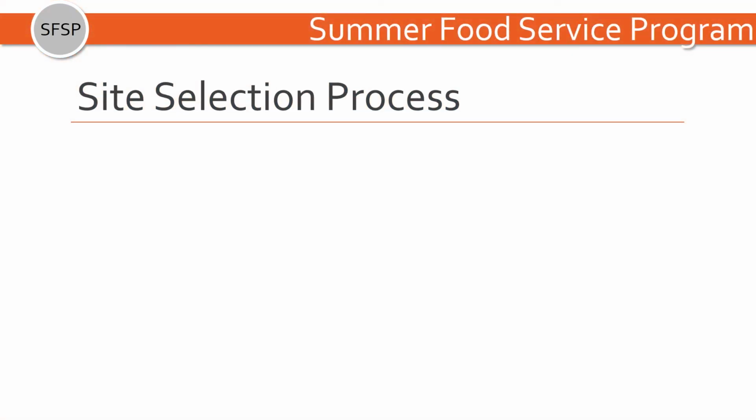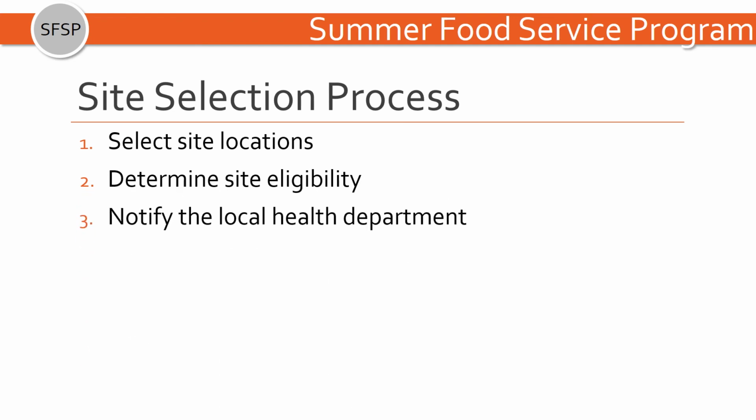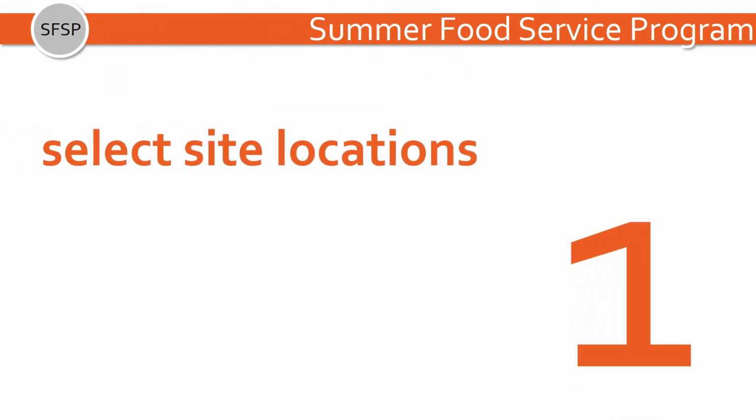Once you have determined the type of sites to sponsor, the next steps include: 1. Select site locations, 2. Determine site eligibility, and 3. Notify your local health department. The first step is to select site locations.